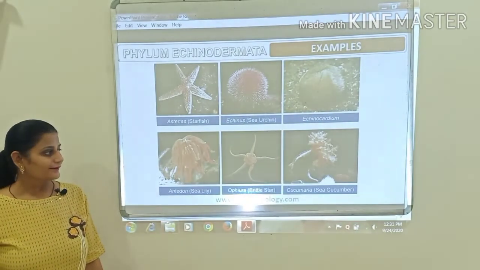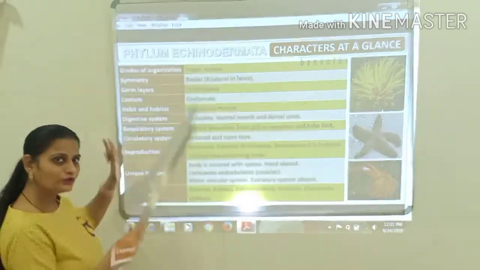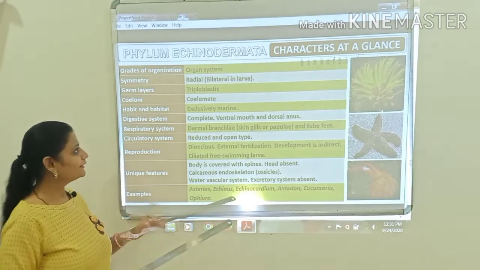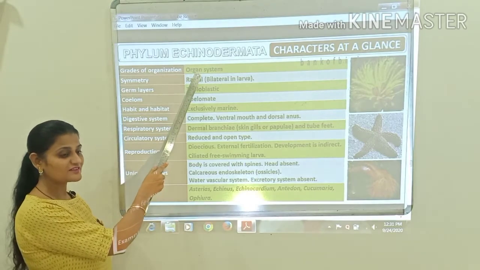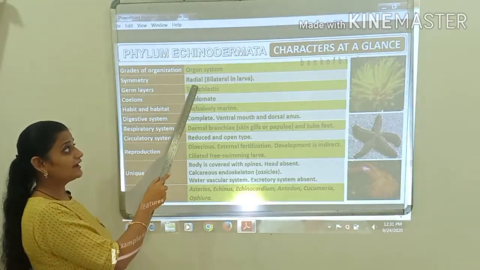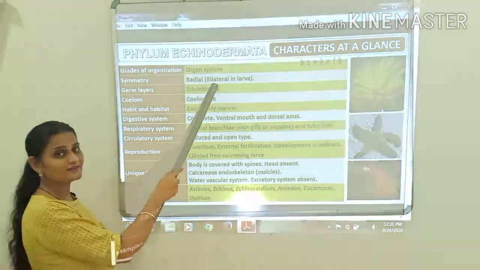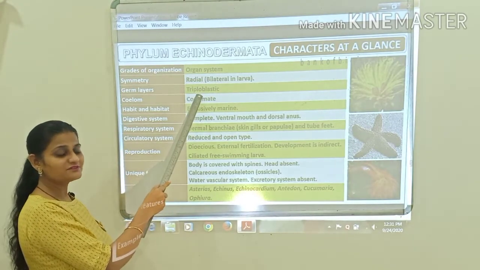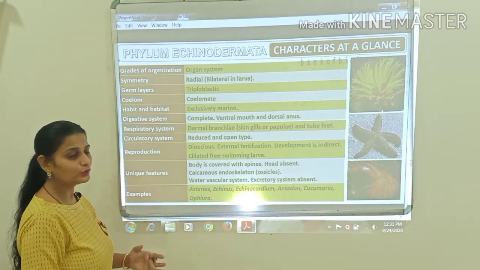Children, now we will have a glance at all the features of the phylum Echinodermata, okay. They have organ system level of organization, that means in their body organs are present. They have radial symmetry in adults, and in larvae it is bilateral symmetry. They are triploblastic organisms, that is they have 3 germ layers, ectoderm, mesoderm and endoderm.